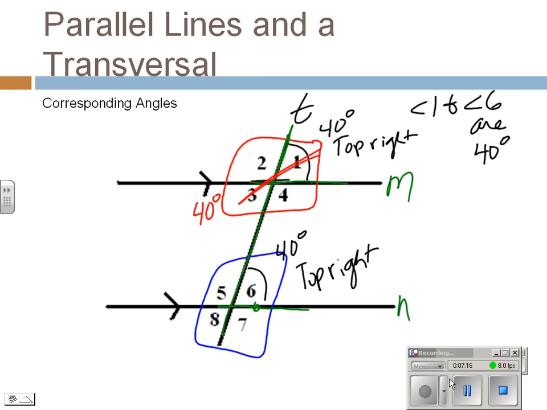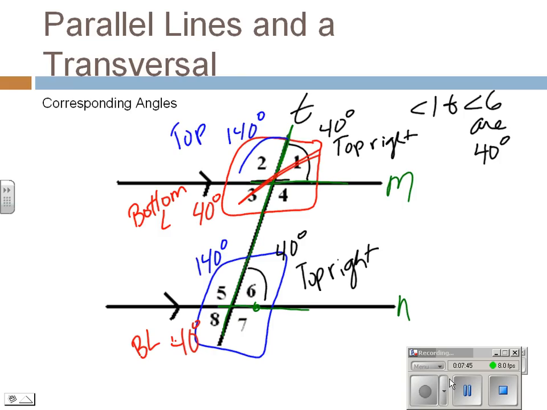Well, let's call this bottom left. And angle 3 goes with angle 8. So that's also going to be 40 degrees. From here, because of supplementary angles, we know that angle 2 is 140 degrees. And let's use our information about corresponding angles to determine that angle 5 is also 140 degrees.